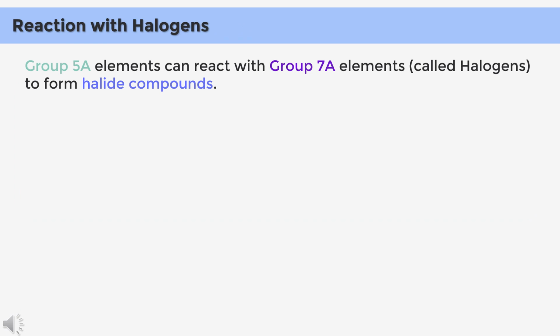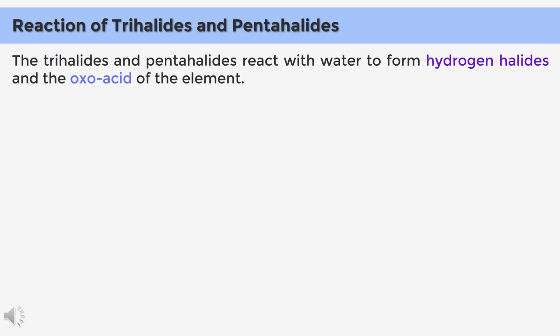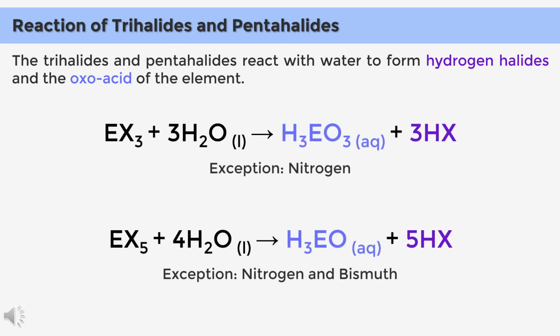Group 5A elements can react with halogens to form halide compounds. Nitrogen is an exception because unlike phosphorus, arsenic, and antimony, which have access to d orbitals in their excited states, nitrogen lacks these orbitals altogether. This limitation restricts its ability to form bonds with additional halogen atoms, therefore forming only trihalides. The trihalides and pentahalides react with water to form hydrogen halides and the oxoacid of the element. Nitrogen trihalides do not undergo this reaction because they are highly unstable and easily decompose in contact with water. Both nitrogen and bismuth pentahalides are unstable and hydrolyze differently.